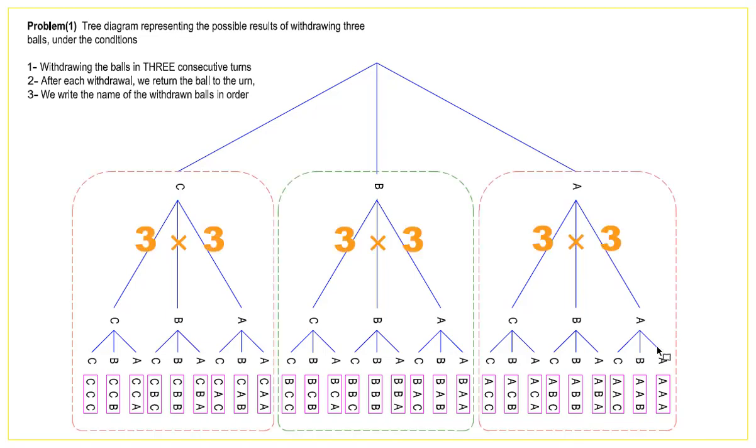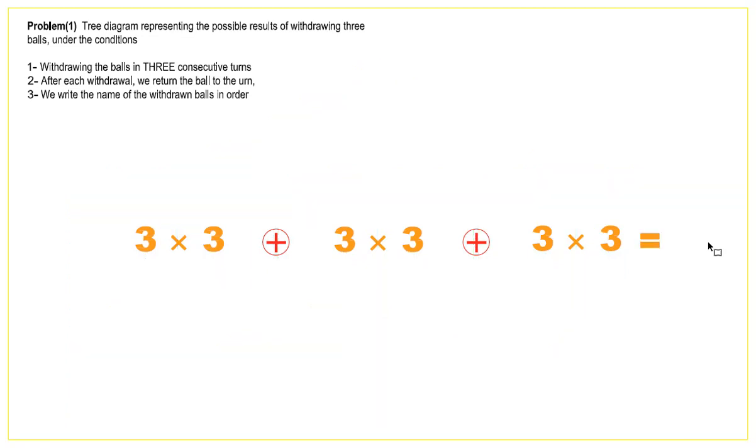So the number of possibilities for the first subtree is 3 by 3. And the reason is we have 3 branches here repeating 3 times. And the same thing applies for the other 2 subtrees here. Now we add them together and we get 3 times 3, 3 times, which is 3 to the power of 3, or n to the power of n. So what is n and what is the exponent n?